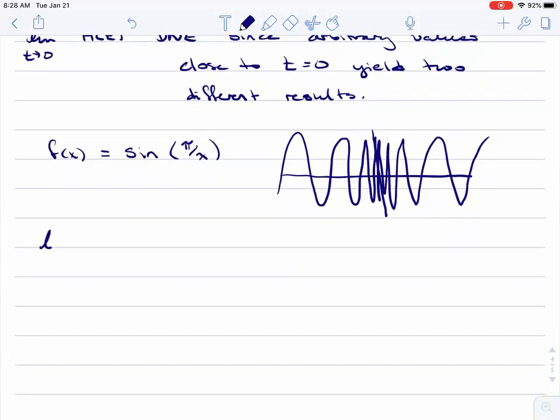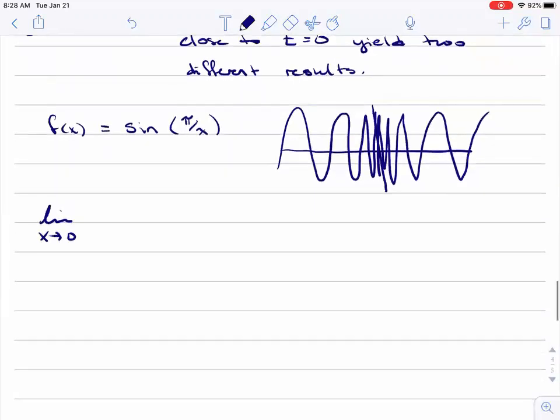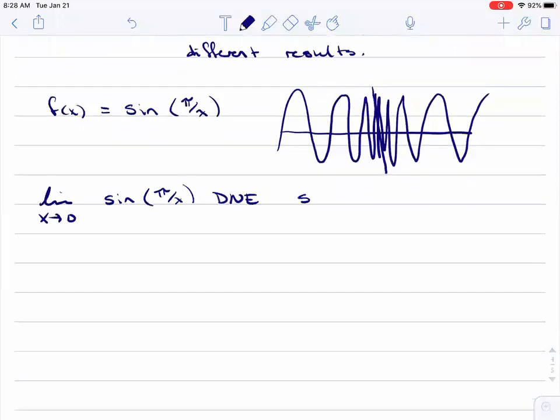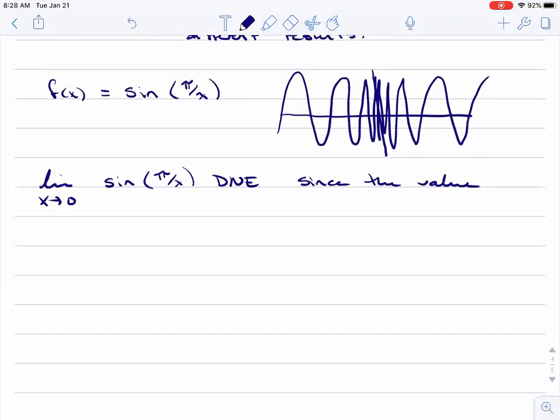And so what we say is the limit as x goes to 0 of the sine of pi over x does not exist, since the value oscillates faster as x approaches 0.